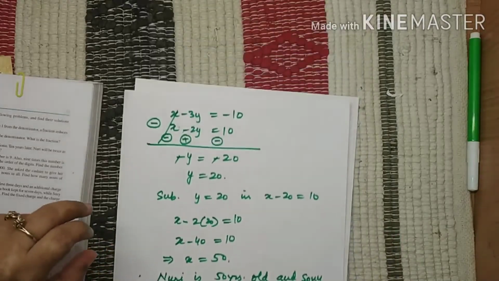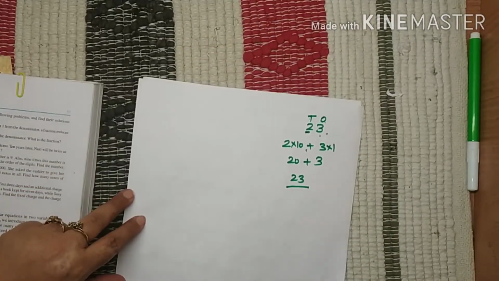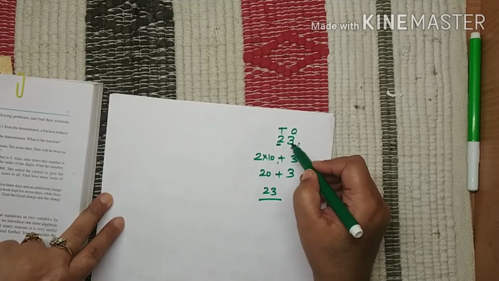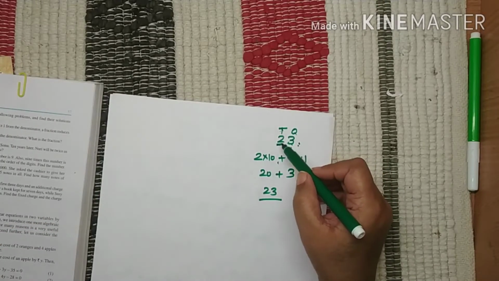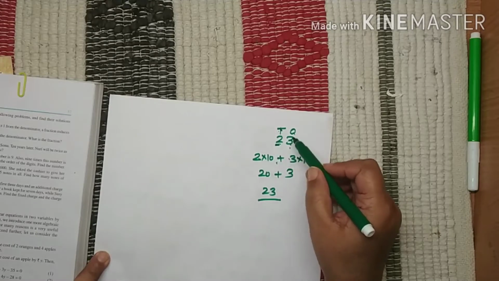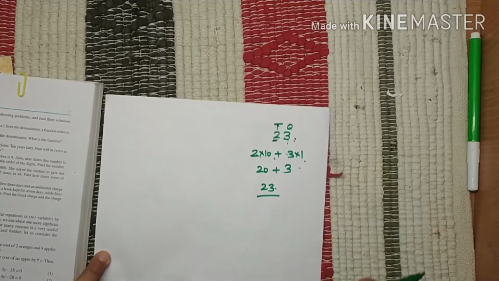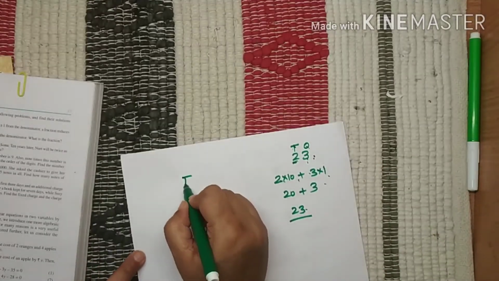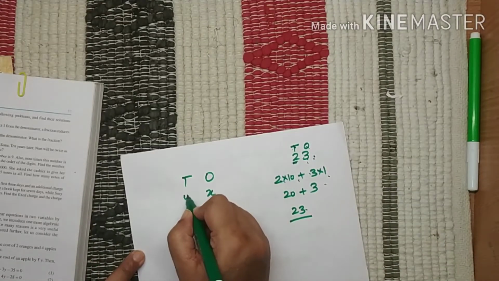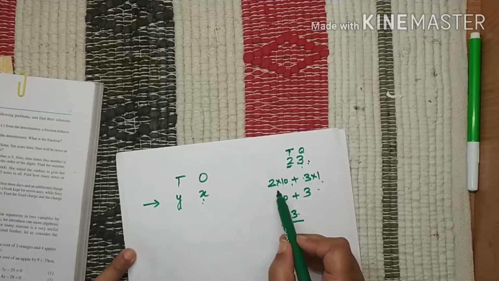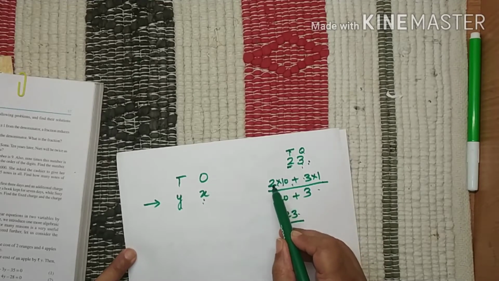Now let us write the number first. If we have 23 as the number, so 1's place is 3 and 10's place is 2. How do you write the number? 2 into 10 plus 3 into 1, which is 20 plus 3, 23. This is how you write. Similarly, here the 1's place is x and the 10's place is y. We write the number using the place value and the digit.